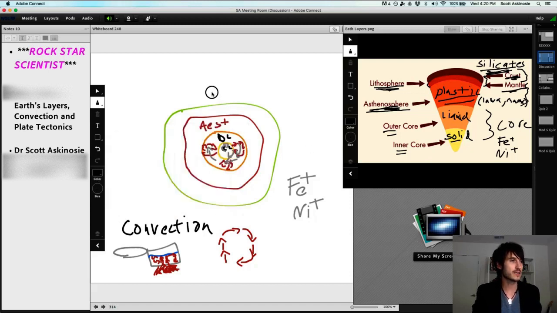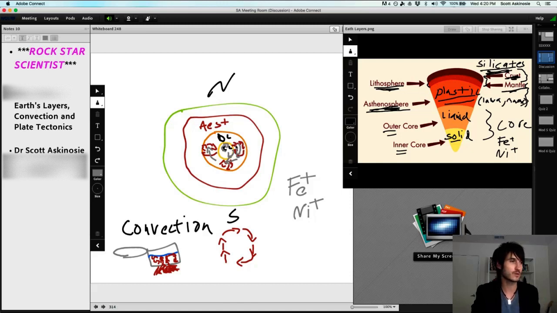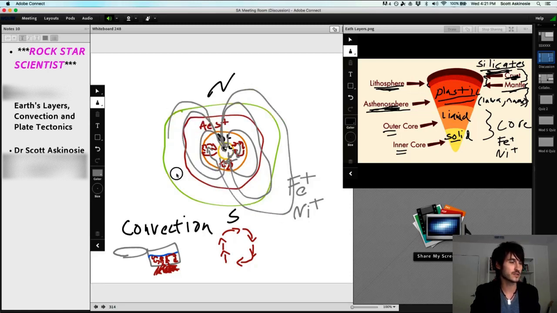And this is why the Earth has magnetic north and magnetic south, because the inner core is spinning within the liquid portion of the outer core, generating a magnetic field. And this magnetic field is really important because it gives us north and south, but it also does something else.